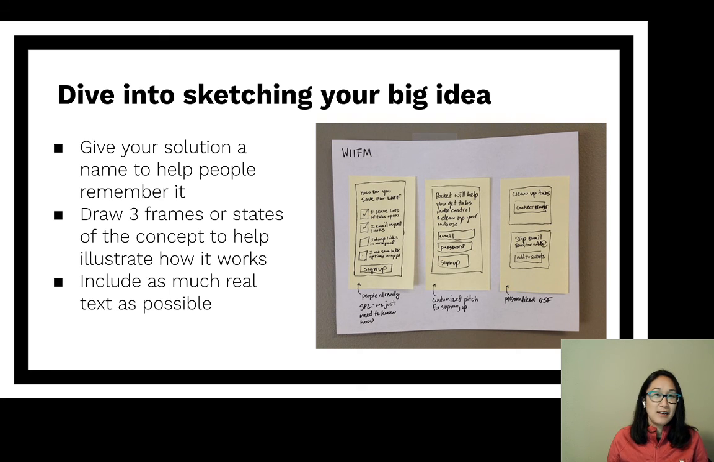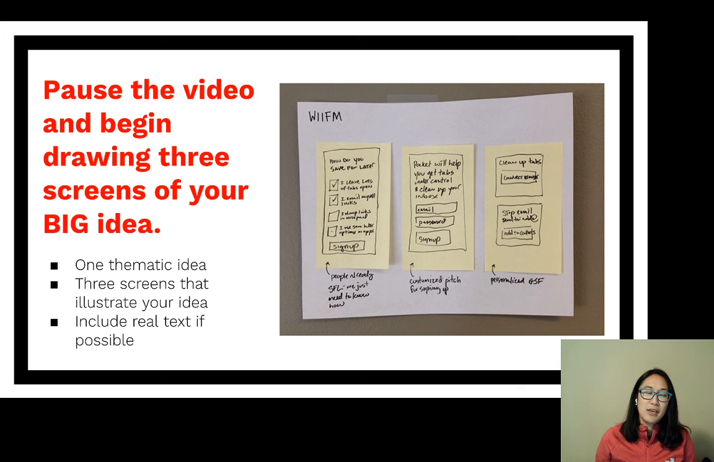We also want to make this as real as possible. So this is where you would actually start writing the text that shows up on screen. You wouldn't have to draw amazing illustrations of the images, but you can get as close as you can get. So again, this is the time that you get to dive deeper into that one big idea that you had, and you're really synthesizing that from your Crazy8s exercise. So go ahead and pause the video and begin drawing the 3 screens of your big idea. And then when you're done, return back and we will continue.